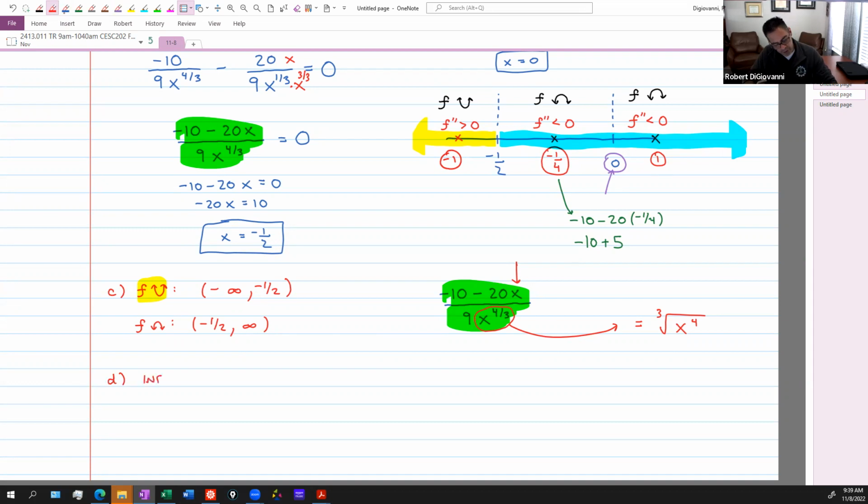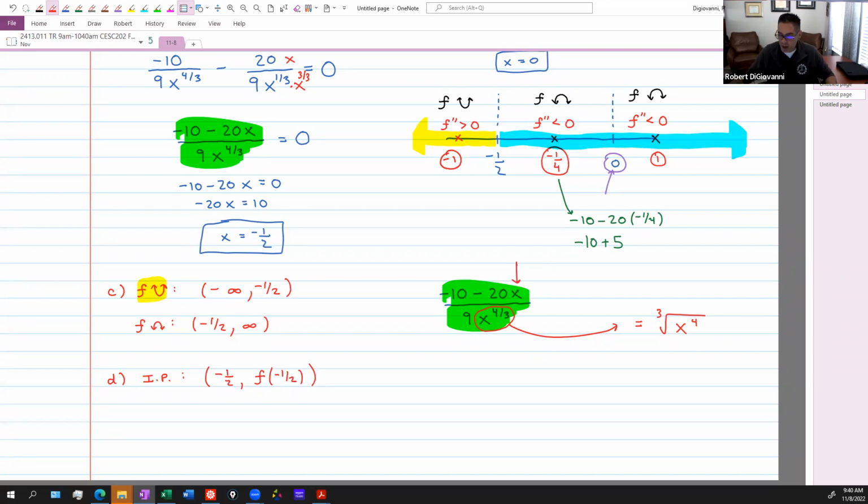How about inflection points? I think I called them just IP in the class last time. Do we have any inflection points? What are inflection points? Where the concavity changes. Anywhere we have a change. And we only have one, don't we? At -0.5. So what I'm going to do is say -0.5, and then find the point on the function. I'm going to plug -1/2 into the original function.